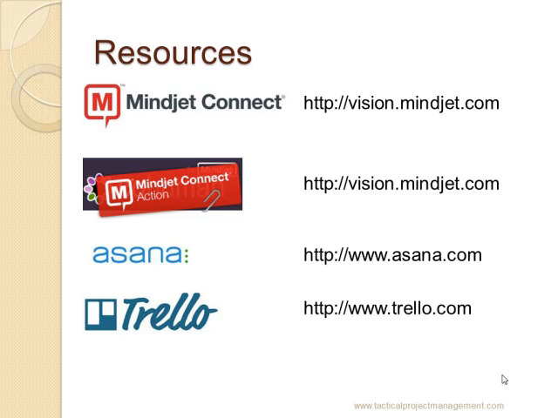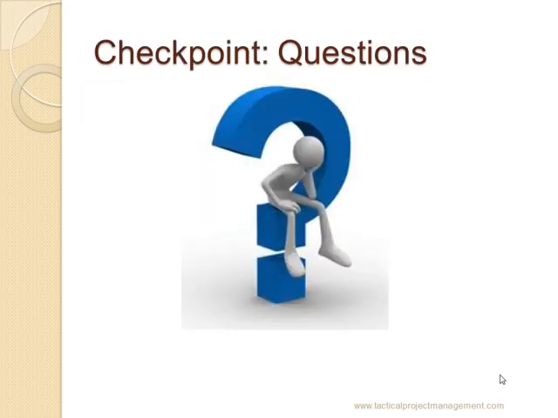Just as a side note, Mindjet Connect Action was previously called Cohuman, and Mindjet had acquired them and integrated them into their technical solution. Asana is located at asana.com, as well as Trello at trello.com.